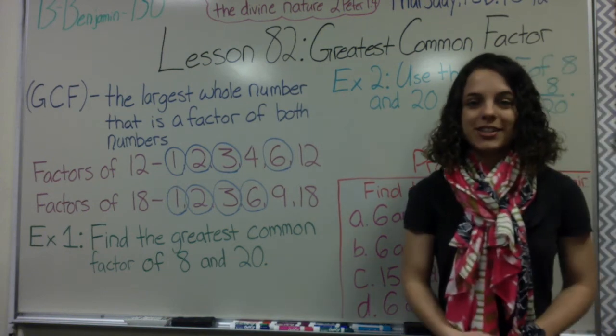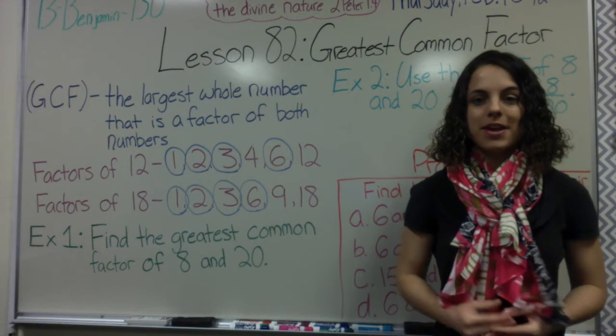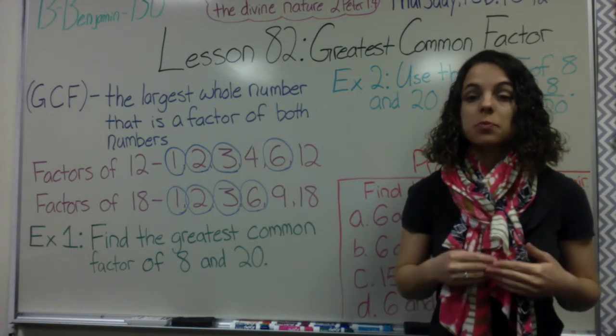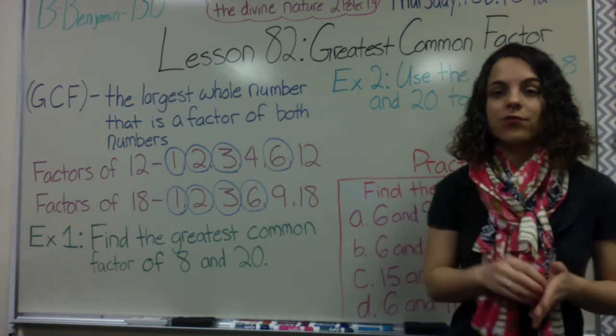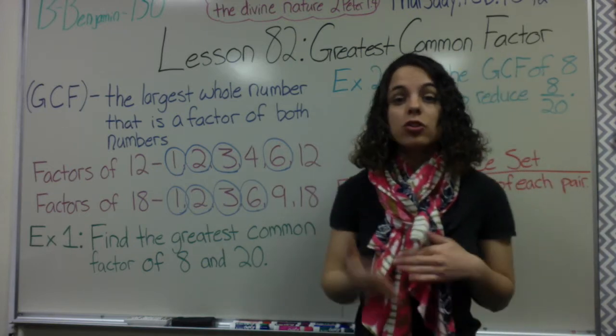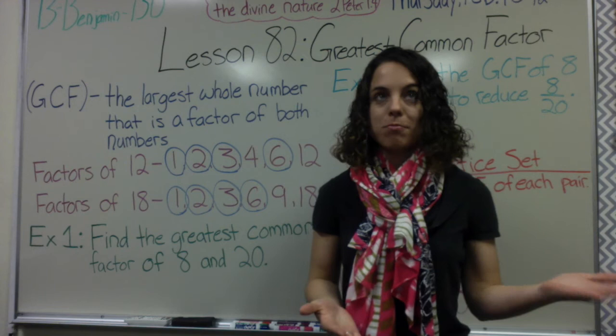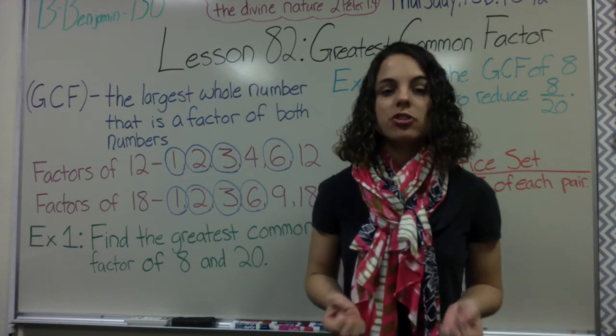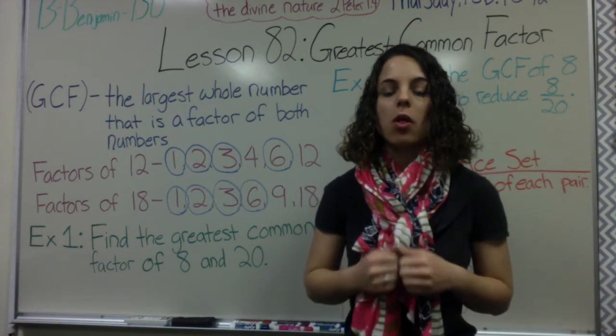Welcome to lesson 82. This is called the greatest common factor. It is exactly what it sounds like: the greatest factor that two numbers will have in common. We've already learned, quite a while ago, what factors are. Factors are numbers that are being multiplied together to equal a product.